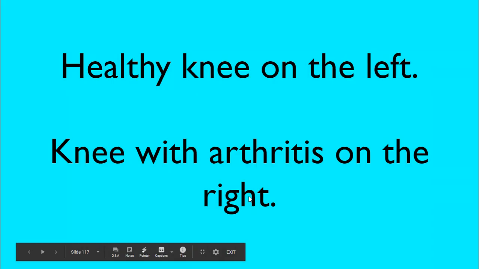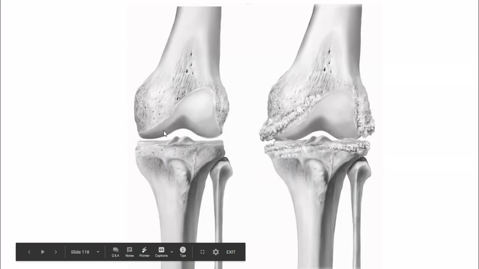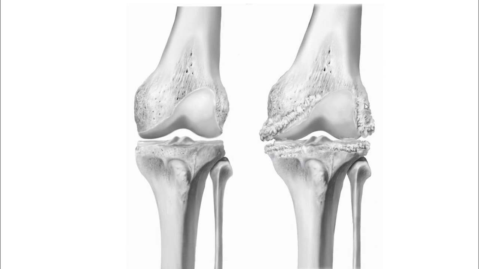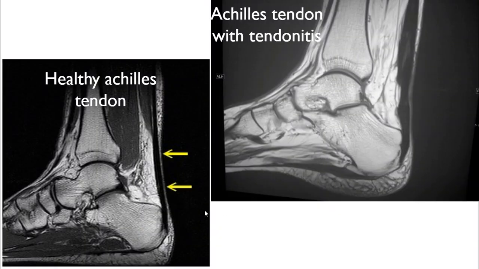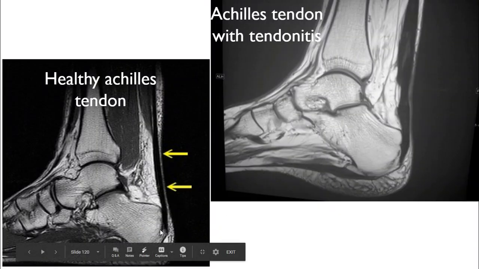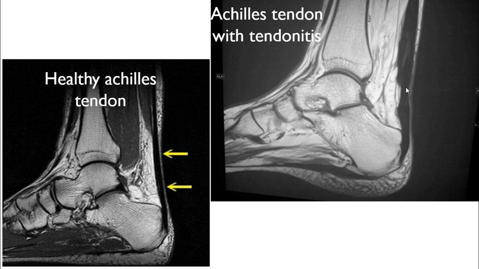So here we have a joint, a healthy knee, and then this is a knee with arthritis. You can see these little spurs around there. Achilles tendon. So this is a regular tendon, and then this is an inflamed tendon. So this is when you have tendonitis in your Achilles tendon.